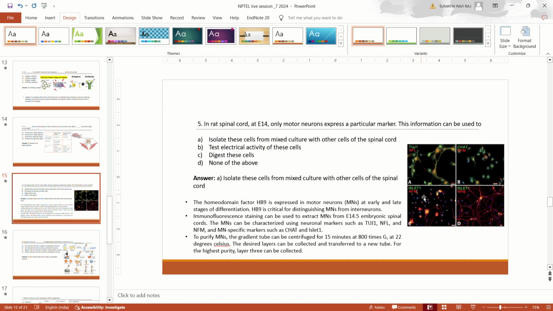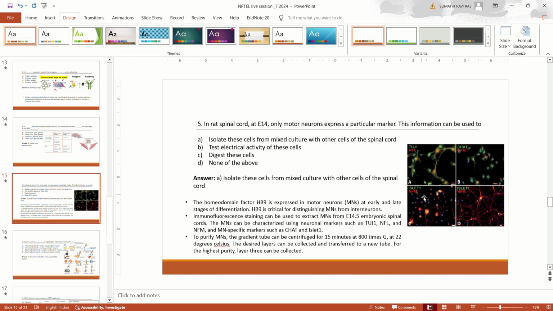The homeodomain factor HB9 is expressed in motor neurons at early and late stages of differentiation. HB9 is critical for distinguishing motor neurons from interneurons. Immunofluorescence staining can be used to extract motor neurons from E14.5 embryonic spinal cords. E14 means embryonic. The motor neurons can then be characterized using neuronal markers such as TUJ1, NFL and NFM, and motor neuron specific markers such as SHAT and islet 1.